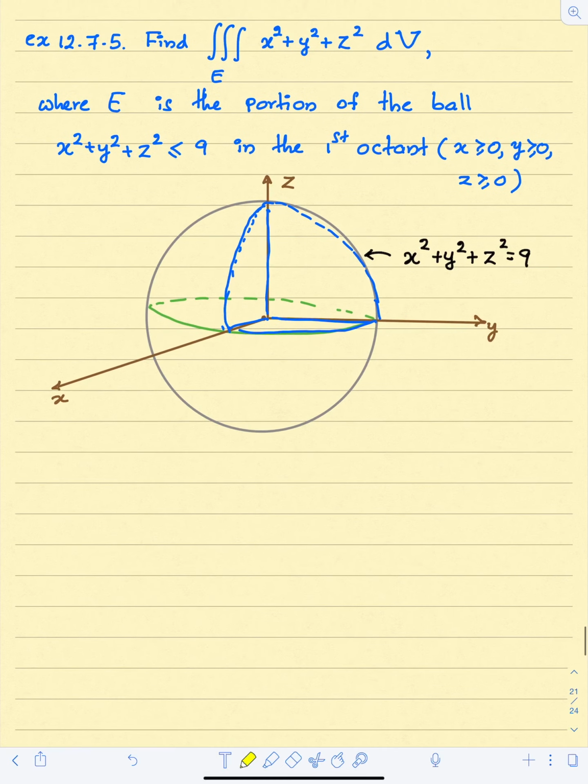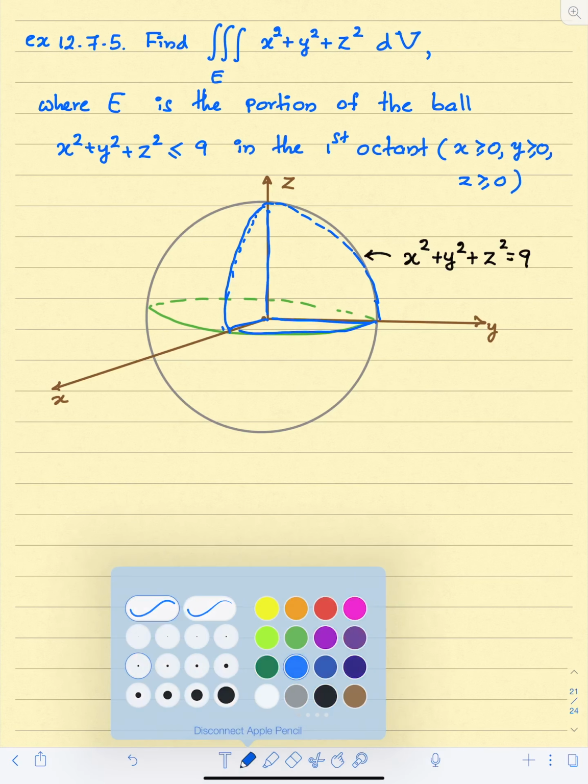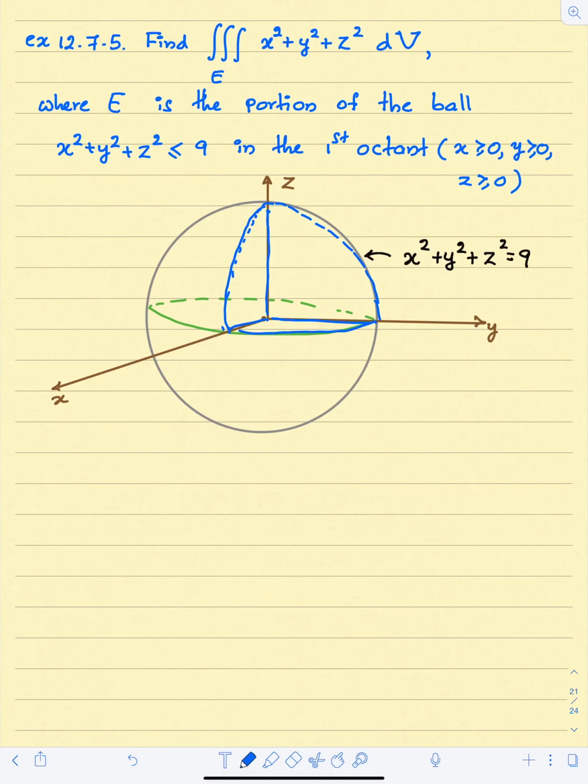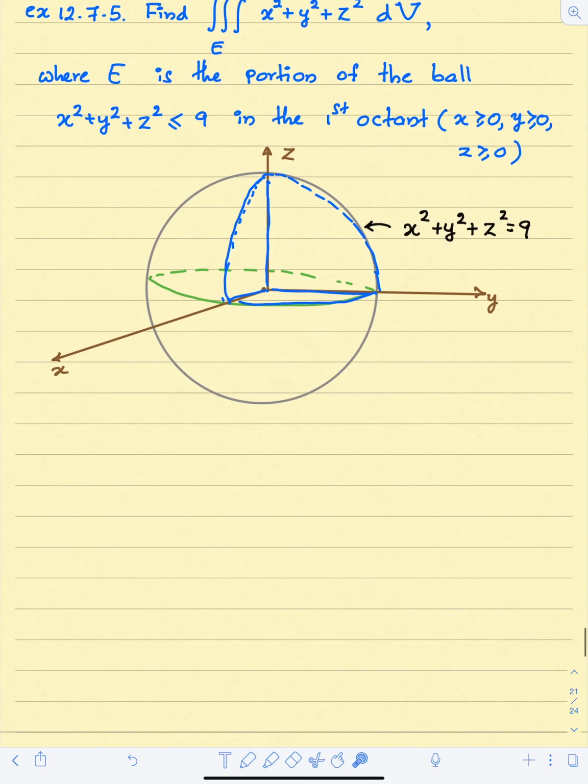Now whenever you see a term like this, x squared plus y squared plus z squared, 99% of the time use the spherical coordinate system. And even here your domain is a part of a sphere. So again this is a hint, we should use the spherical coordinate system.